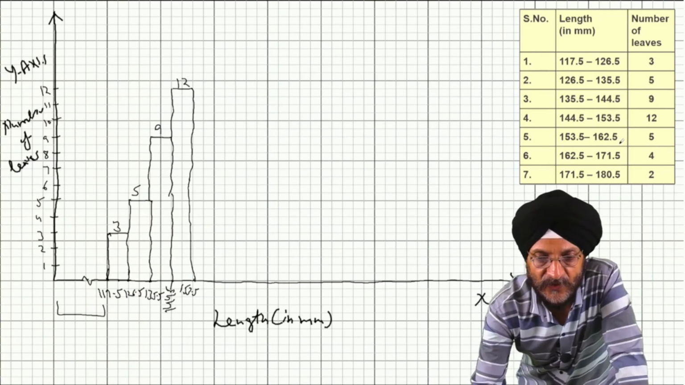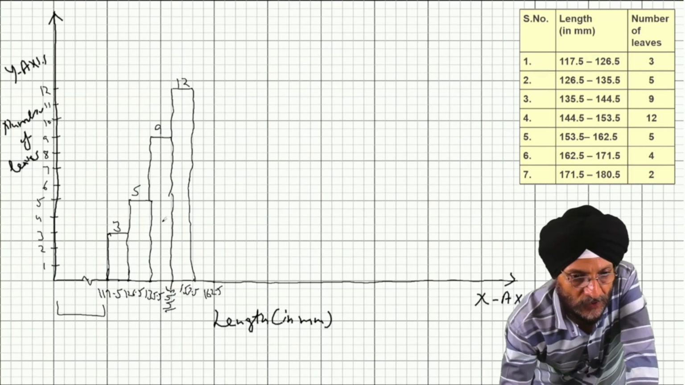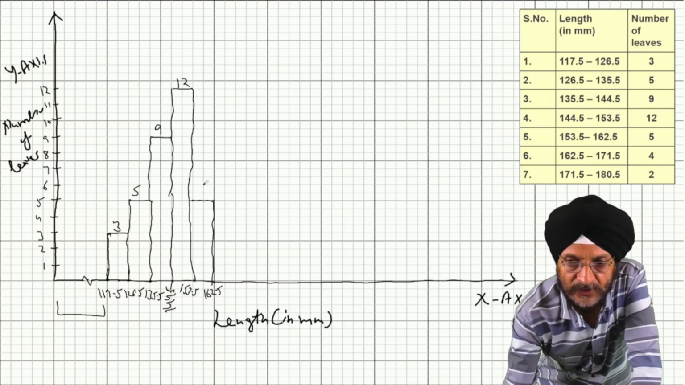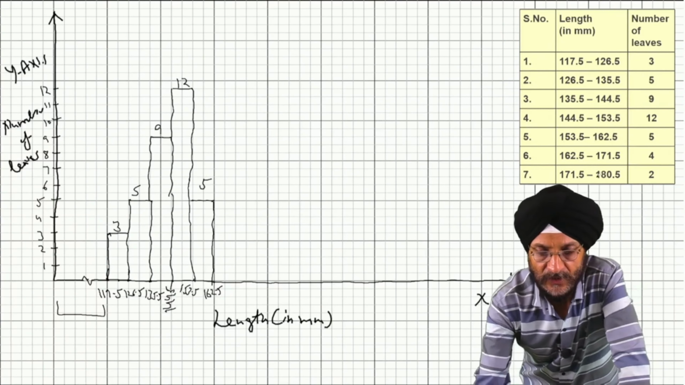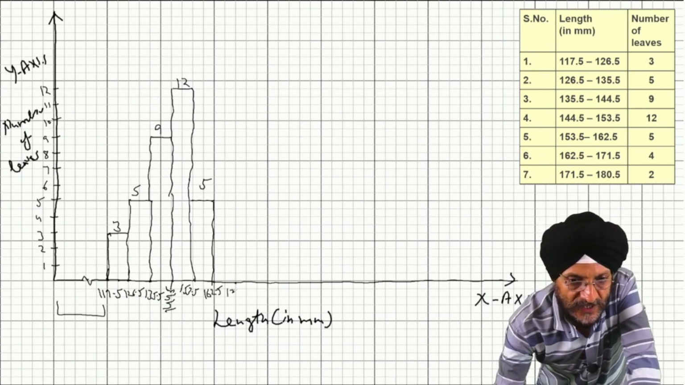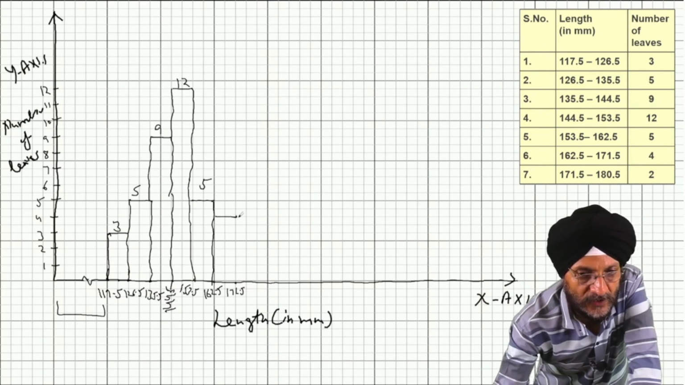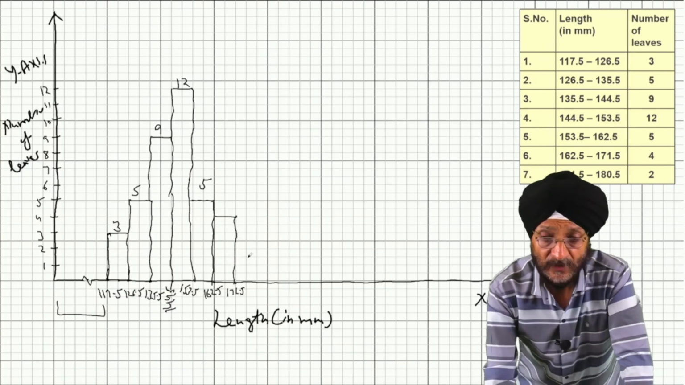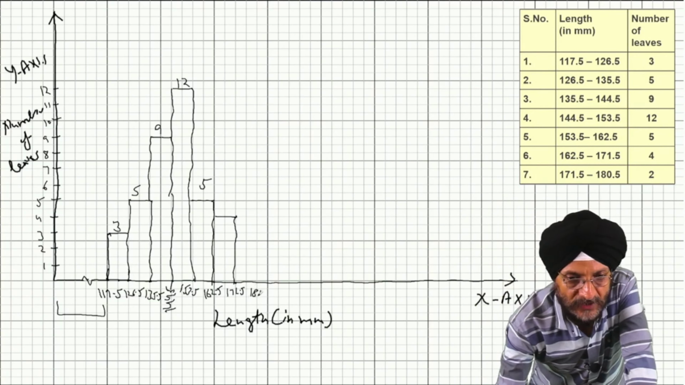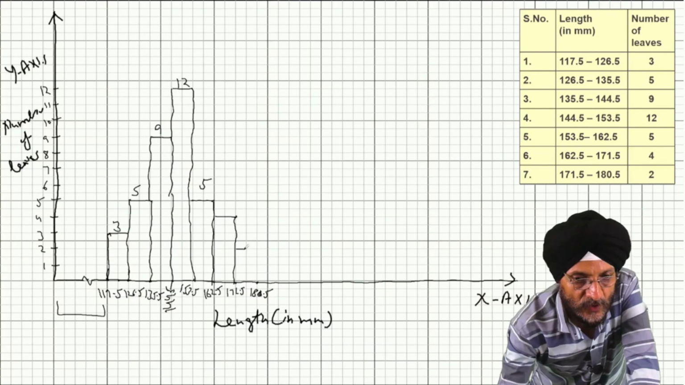So now what is next? 162.5, again 2 points. These are 5 only. So here it will be only here. These are 5. Now you have to mark length up to 171.5. Again 2 cells we are taking. These are 4 in number. Here you have to mark this. This line represents 4. Now the next, 180, again we leave 2 cells, and we mark up. This is the 180 point, and the number of leaves are 2. You can mark the same.